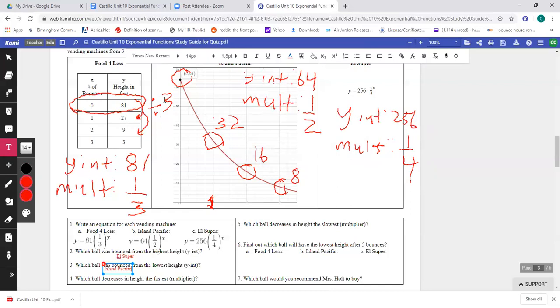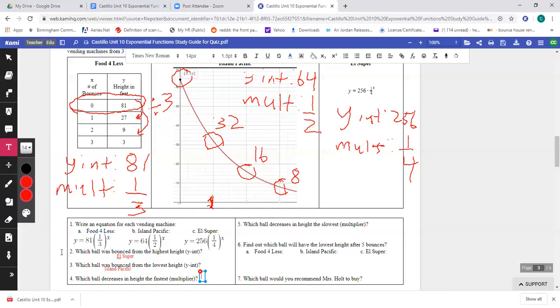So here I'm dividing by 3. Here I'm dividing by 2. Here I'm dividing by 4. So the one that's going to decrease the height the fastest is the one that's dividing by 4. Because if you're dividing by a bigger number, you end up getting smaller numbers. Just think about this. 20 divided by 10 is 2. That's a small number. But if I divide 20 by 2, I get 10. That's a big number. So the bigger number you divide by, the smaller your answer is.